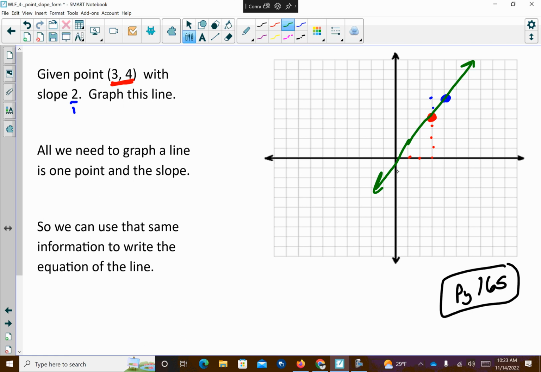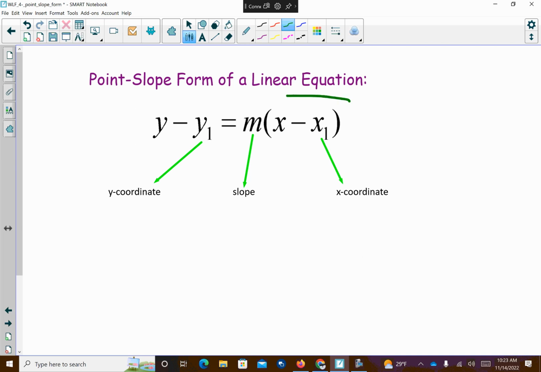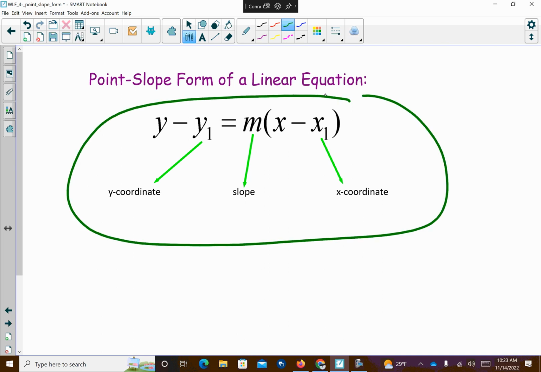Okay? So all we need to graph a line is 1 point and the slope. We need 1 point and a slope. All right, so this is called our point-slope form. Point-slope form is the most worldwide used form of linear equations. Unfortunately, we kind of got away from it when Texas Instruments came out with their graphing calculator because it only accepted it as y equals. But now if you ever use Desmos, it'll take care of it.